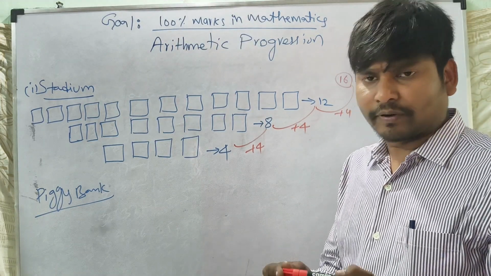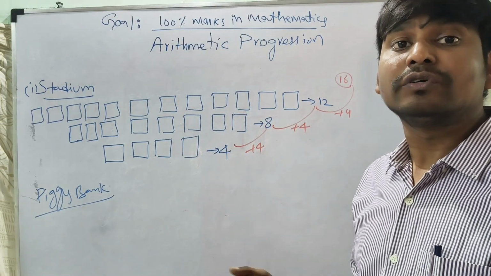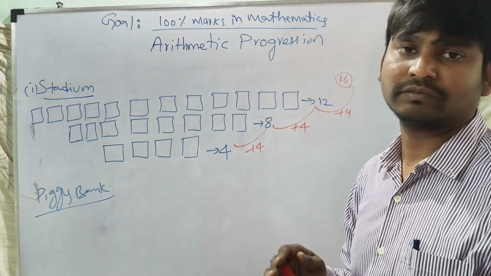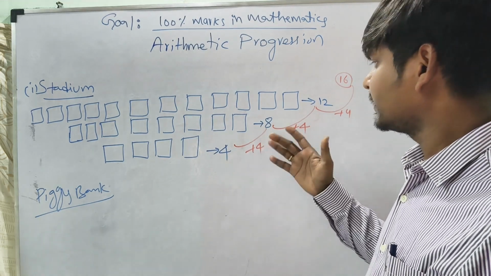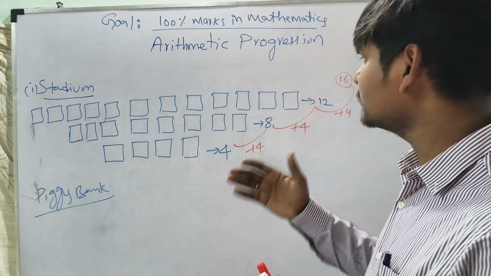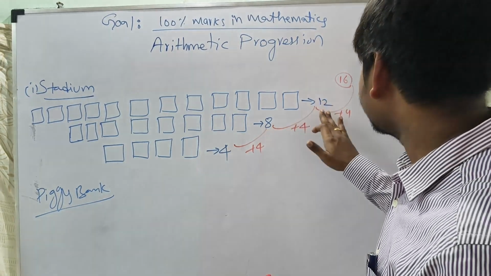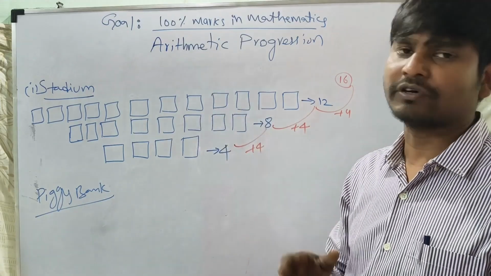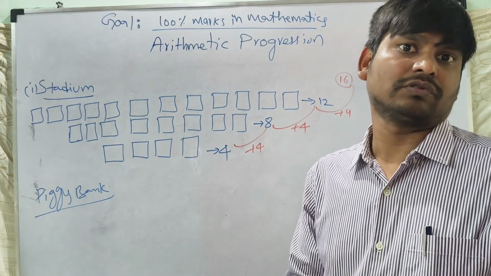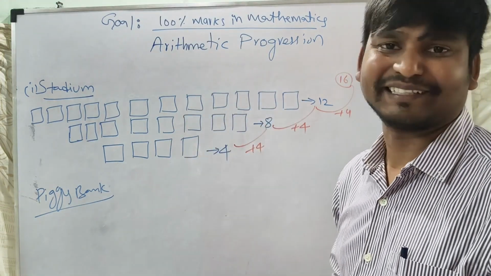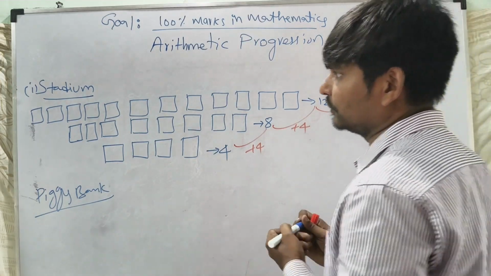So from this they may ask you, in the ninth row, how many chairs are there? Otherwise they may ask you the sum of the chairs in the first 3 rows. That means 4 plus 8, okay, 12, and 12 plus 12 is 24. There are 24 chairs in the first 3 rows. If they ask you what is the sum of the first 10 rows, how can we say? By using this arithmetic progression. Yes or no?